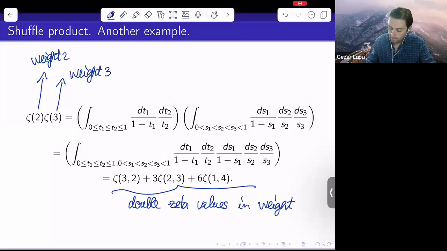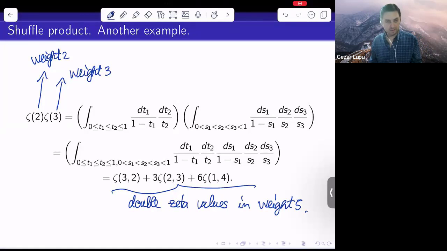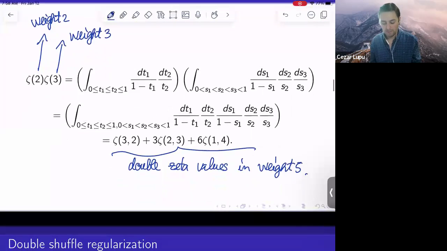So this is how we're going to generate them. And of course, one can compute that when we multiply the integral representation of zeta of 2 and zeta of 3, we're going to get zeta of 3, 2 plus 3 zeta of 2, 3 plus 6 times zeta of 1, 4. And now you can ask, okay, great, but can we compute these values? So the situation will get a little bit more complicated with these values. And that's why I chose this example in weight 5 on purpose, because something not very pleasant happens once we start from weight 5 and up. And you will see immediately.